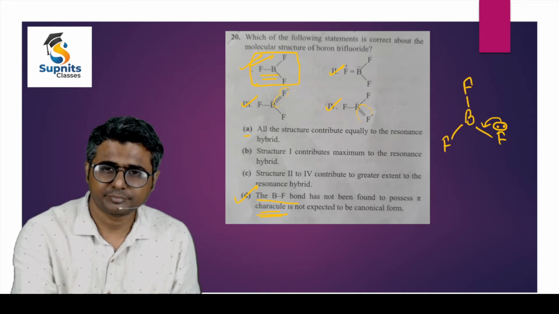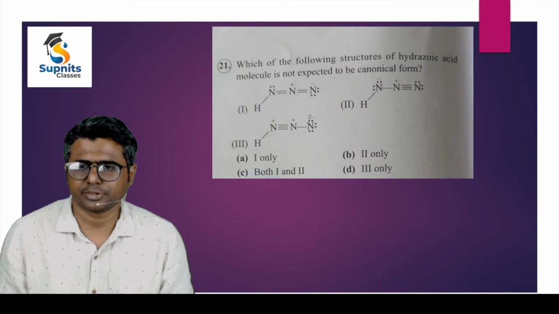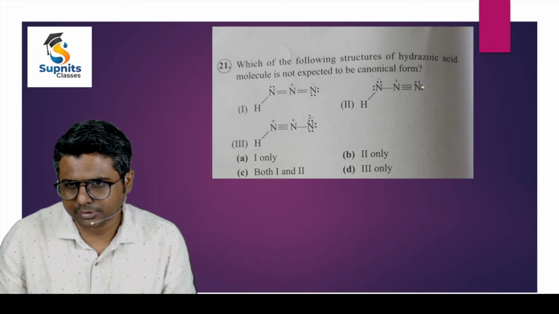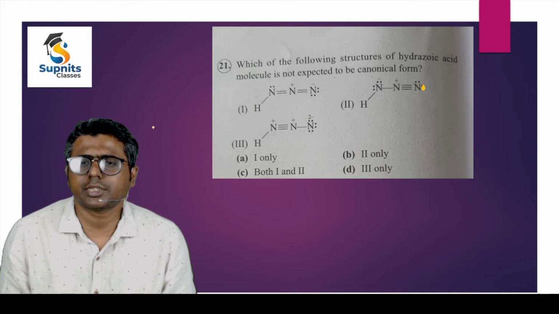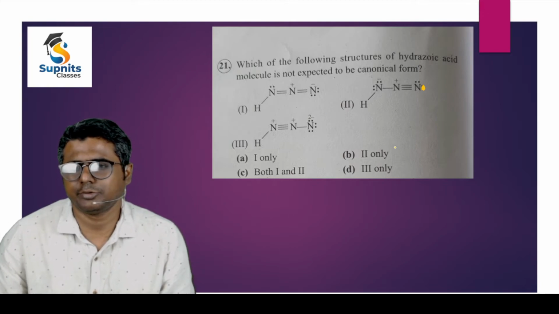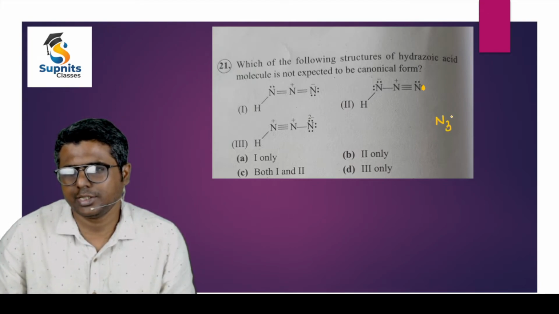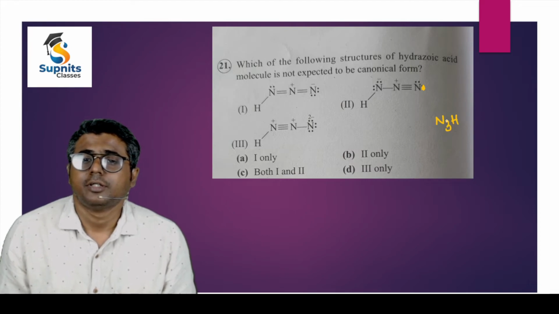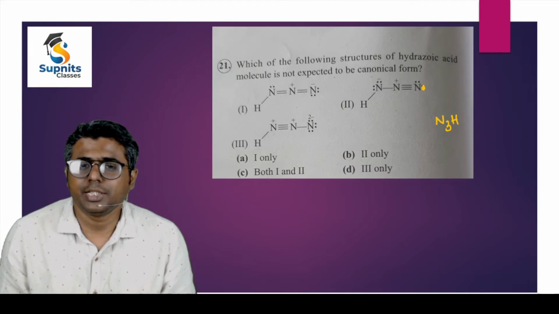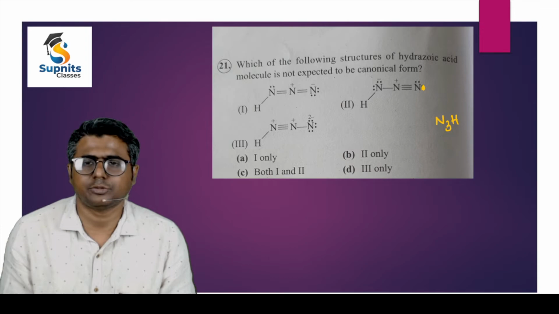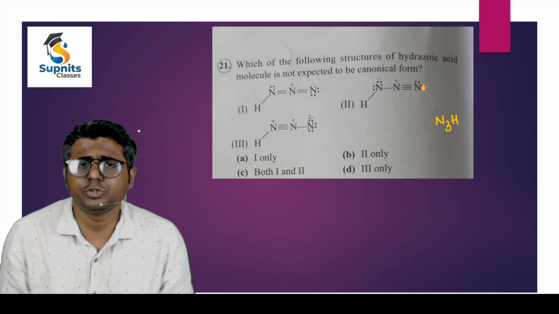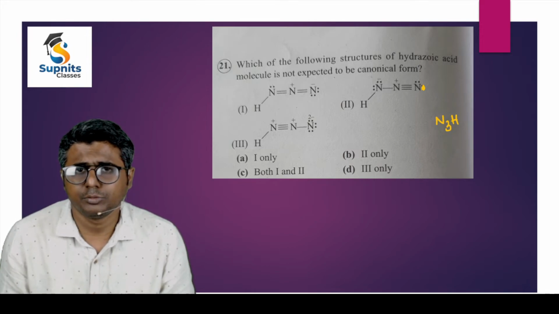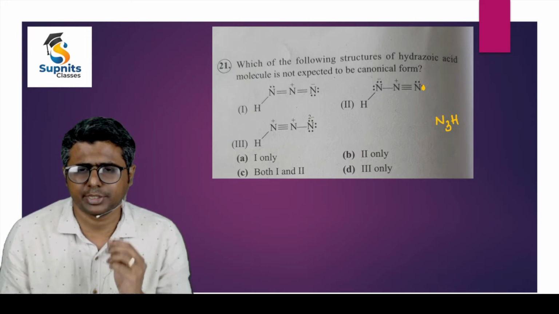So done. Okay, next question. In this question there is a small mistake. This will not be there. Which of the following structures of hydrazoic acid, N3H, is not expected to be in the canonical form? Nice question. If you see over here, I am going to choose the option which is having least stability.